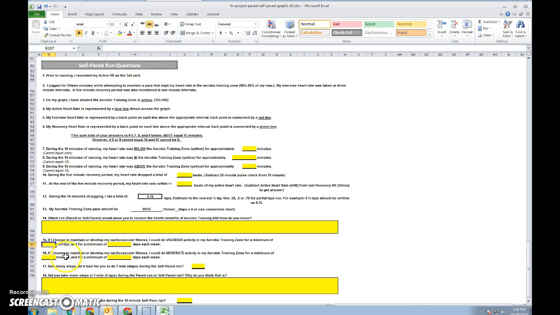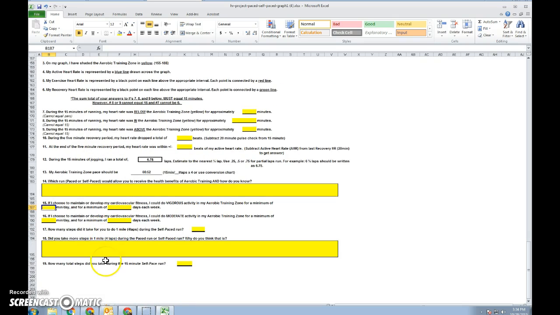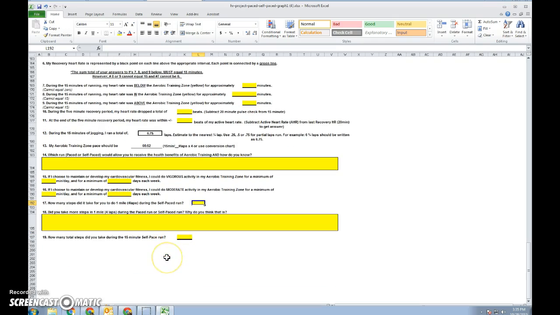15 and 16 both came straight out of the notes. Review your notes or go back to the prezzies if you need to. 17 has to do with how many steps you took in 1 mile during the self-paced run. And then 18 has to do with how many you took in comparison to your paced run. How many for that mile, 1 mile, which one took you less or more steps, and why do you think that is? And then answer number 19 as well.